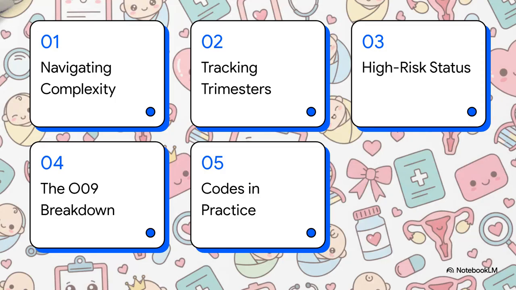Here's our roadmap for today. 1. Navigating complexity. 2. Tracking trimesters. 3. High-risk status. 4. The O09 breakdown. And 5. Codes in practice.